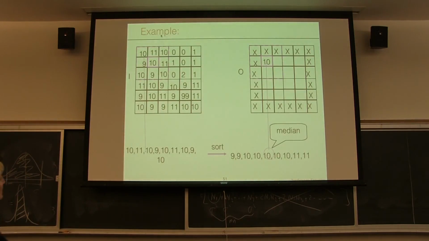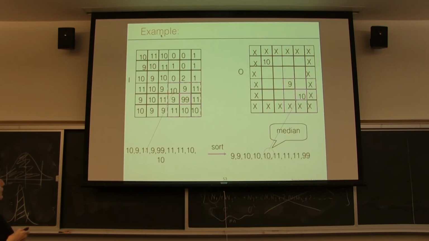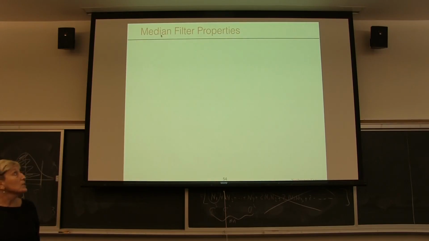So this is again the example from before. If you sort things here and you pick the middle guy, this ends up being 10. Over here, which is one of the boundaries, again I end up picking 10. Over here there was a 99, the 99 ends up at the end, so this becomes 10, and so forth. The bad thing about this filter is that it's nonlinear.